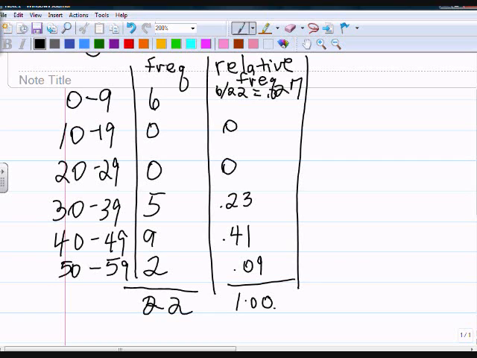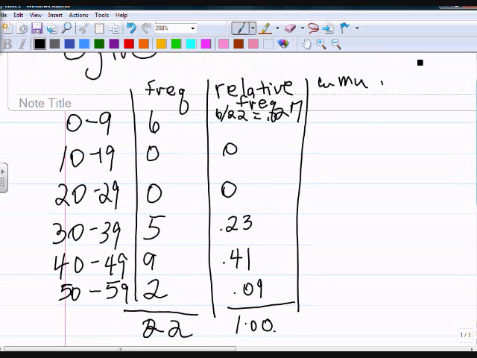Okay. Now we're going to do something a little fun. This is going to be called cumulative relative frequency, C-U-M-U-L-A-T-I-V-E, relative frequency. Because we're going to make an ogive, and it is called a cumulative relative frequency graph.